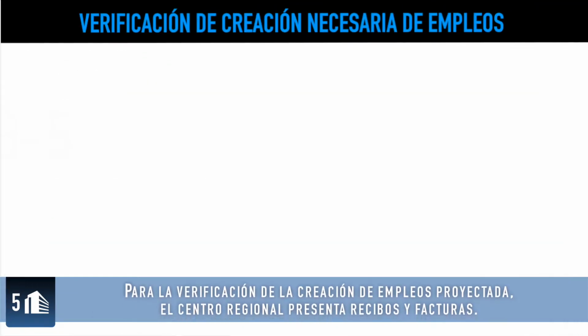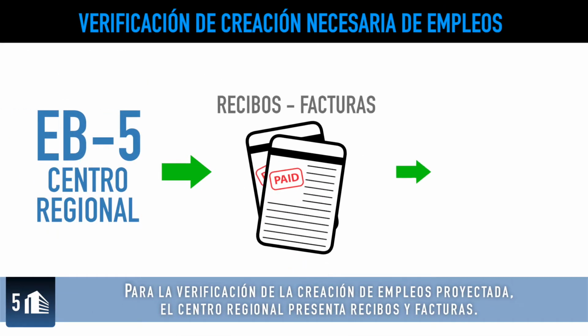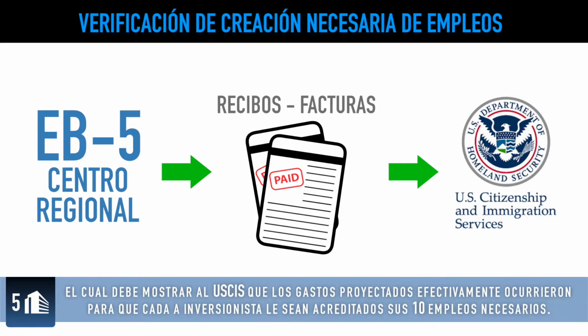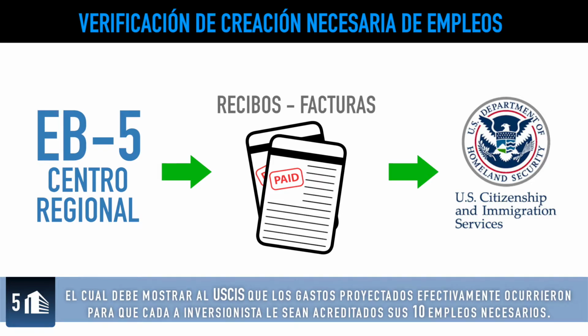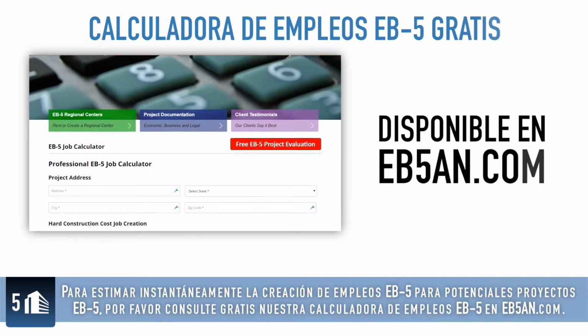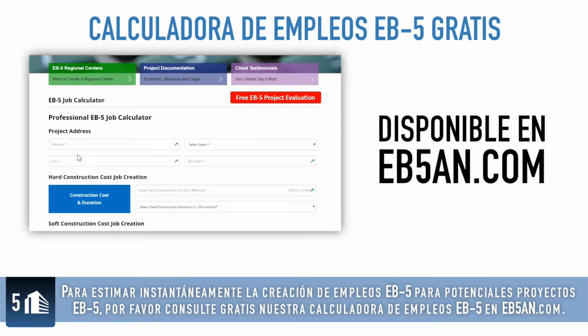For verification of projected job creation, the regional center provides receipts and invoices which must show the USCIS that the projected expenditures actually took place, so that each investor is credited with his or her 10 required jobs. Favorable job calculation, along with easier tracking and documentation, are the main reasons most EB5 projects today are structured as regional center projects.